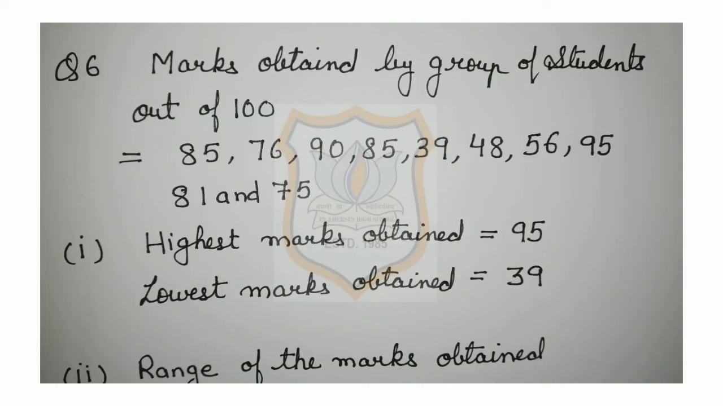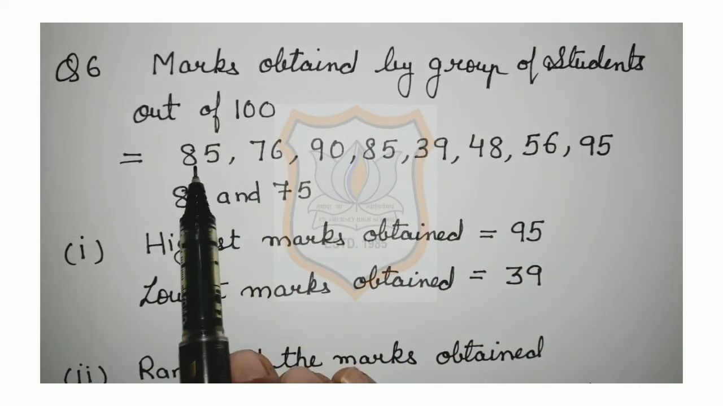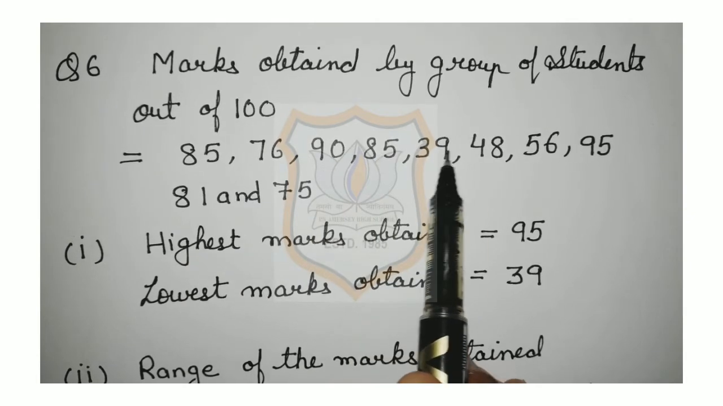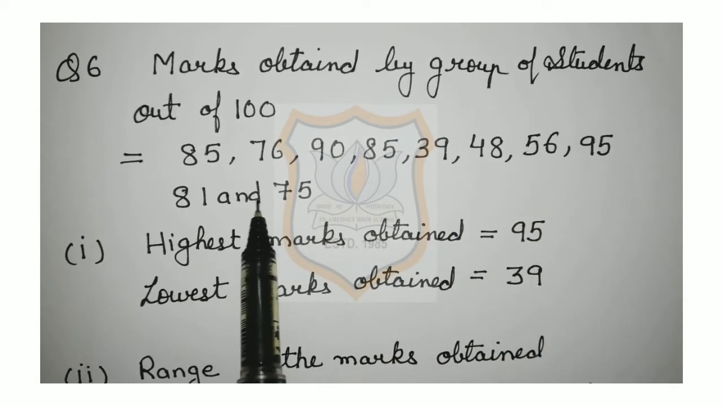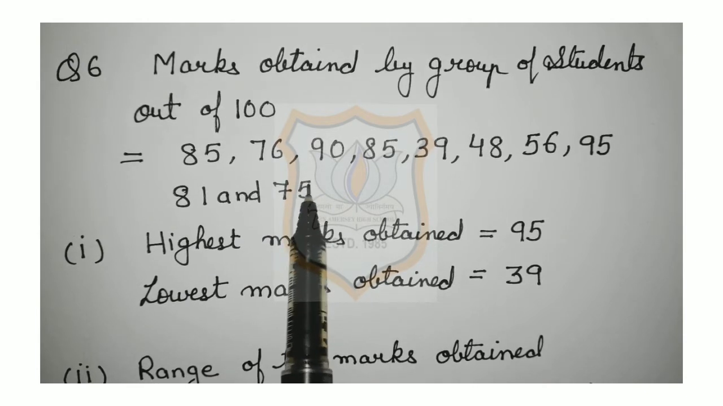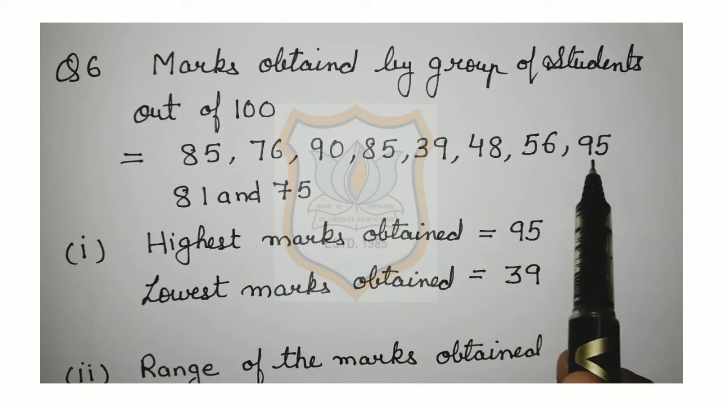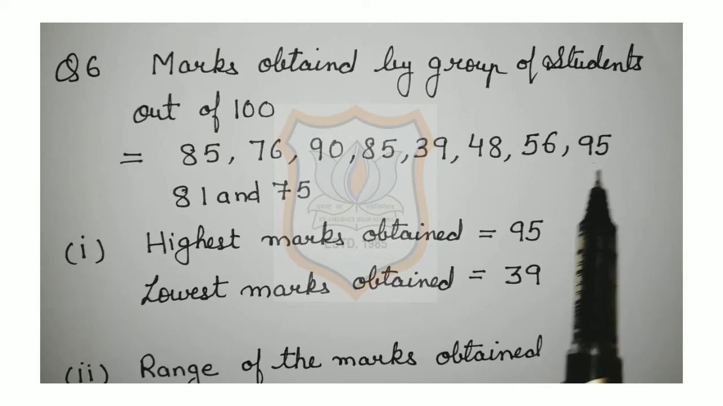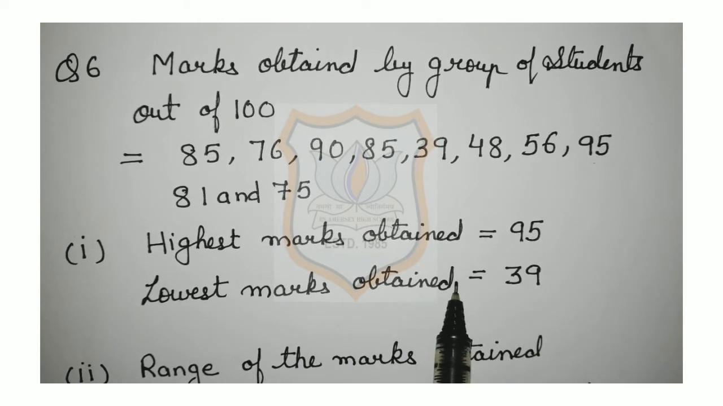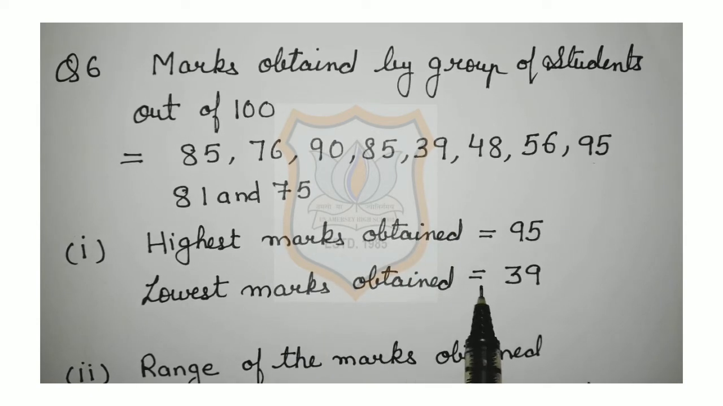So let's solve question number 6 of exercise 3.1, and that is the marks obtained by a group of students out of 100. They are 85, 76, 90, 85, 39, 48, 56, 95, 81 and 75. Now in the first part of question number 6, you have to calculate the highest and lowest marks obtained by the students. So the highest marks obtained is 95. See, 95 is the highest marks obtained by the students, and the lowest marks obtained is 39.